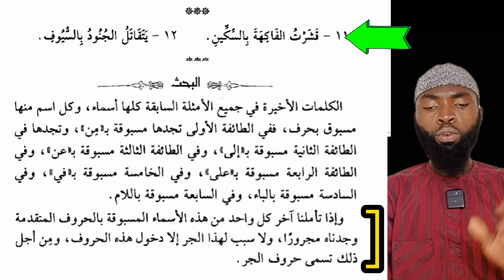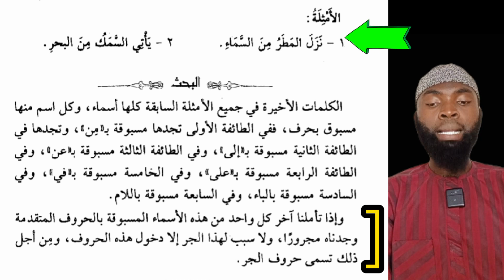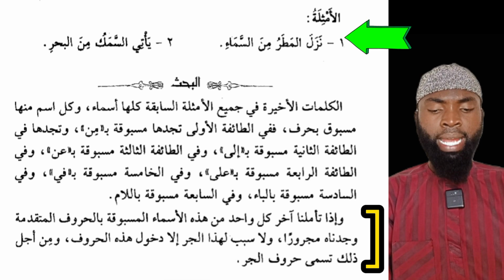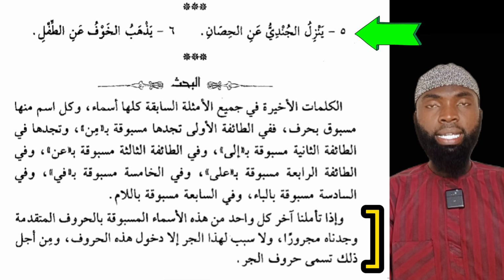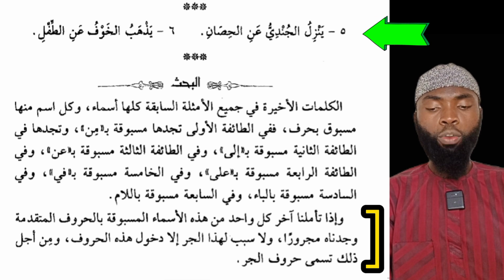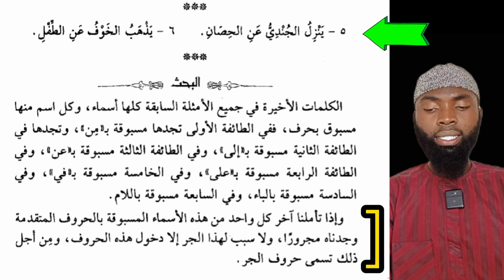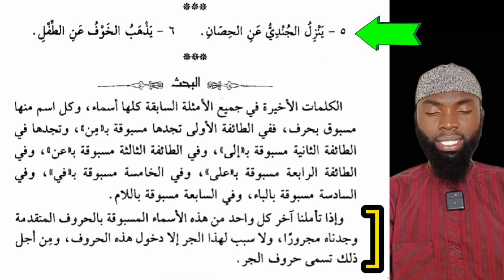If we look at all the examples above, for example number 1, we have nazal al-mataru min as-sama'i. As-sama'i is the last word, and we see that it is carrying kisra. Why? Because it appears after min. Example number 5, the same thing. We can see yanzilu al-jundiyu an al-hisani. The soldier is coming down from the horse. Al-hisani is also carrying kisra. Why? Because it appears after an. So for all of the other examples, the nouns ending them appear after one of these particles or prepositions.